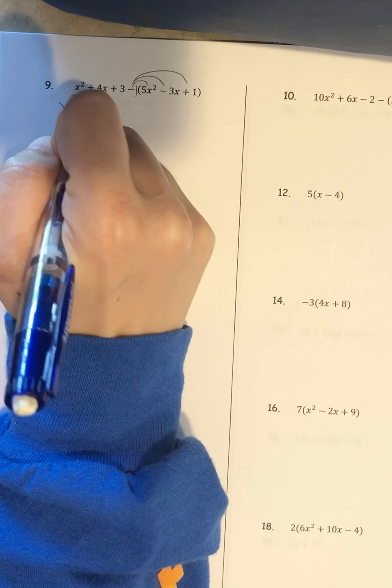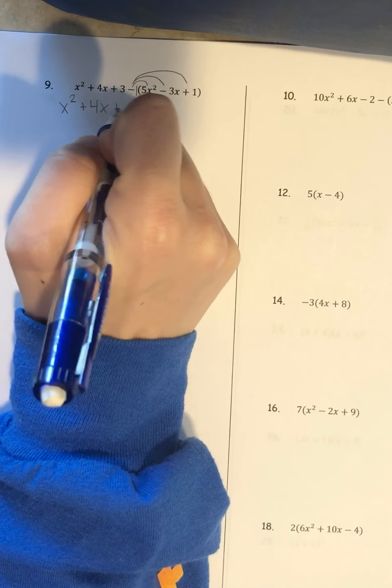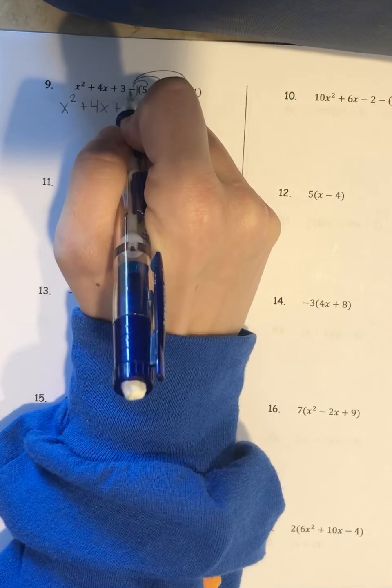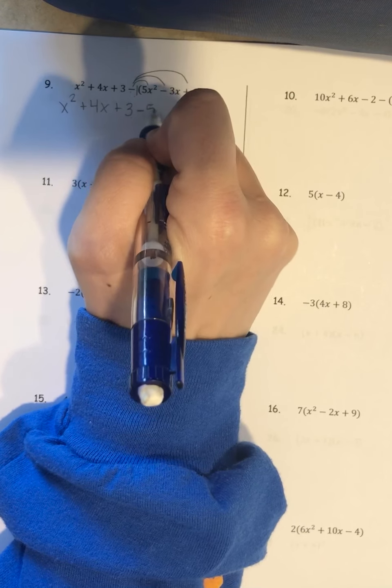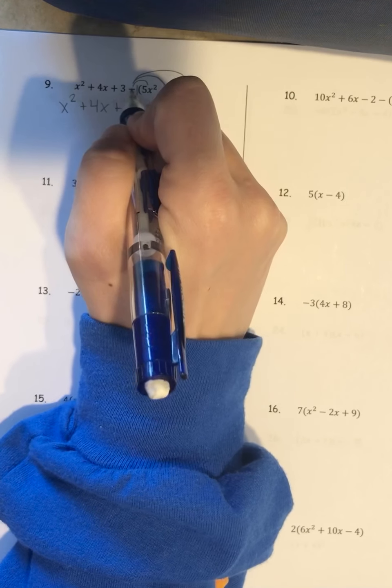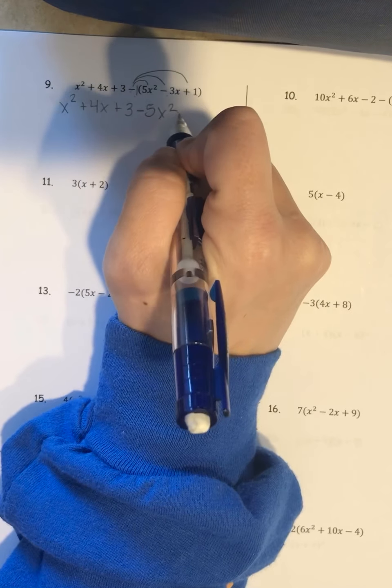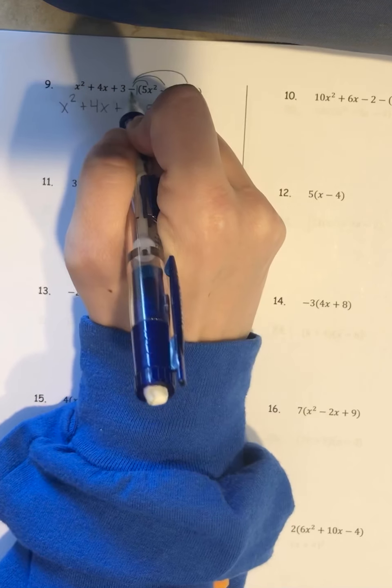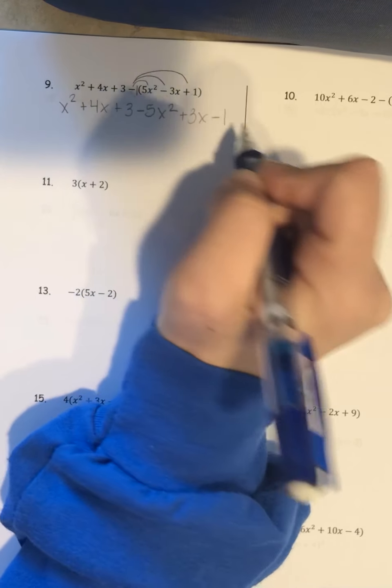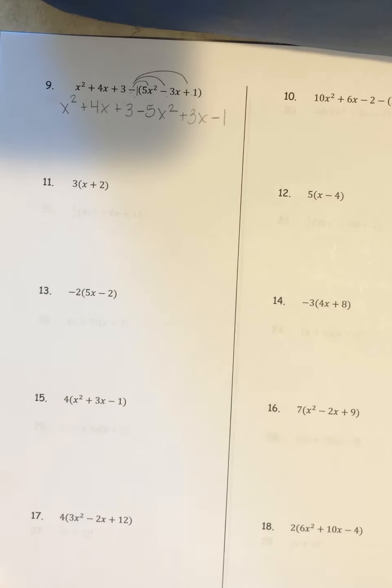So I bring down my x squared plus 4x plus 3. -1 times 5 is -5x squared. -1 times -3 is a positive 3x. And -1 times 1 is a -1.